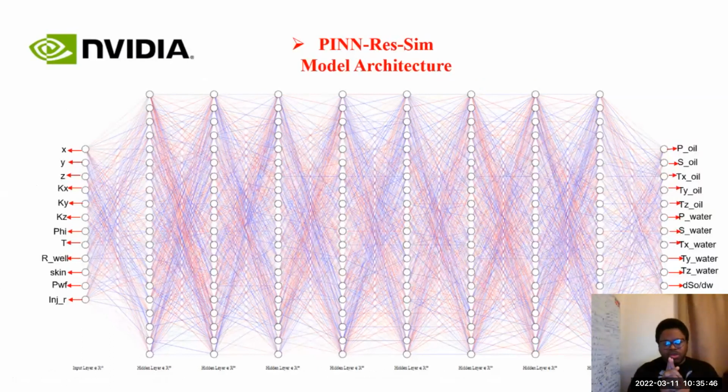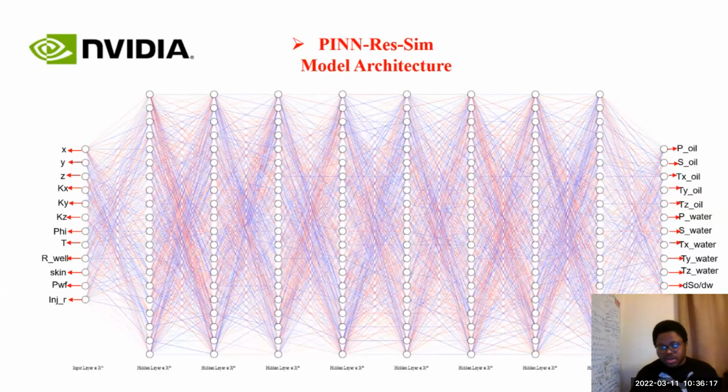I used for the reservoir simulation, I have 12 inputs for 12 outputs. The 12 inputs are the coordinates X, Y, Z. KX, KY, KZ is the permeability in the X, Y, Z directions. This is the porosity, phi, and then T is the time. Then I set a range of the maximum well radius and the minimum well radius from the literature. Then I set a range for the skin. Skin is between 0 and 1.